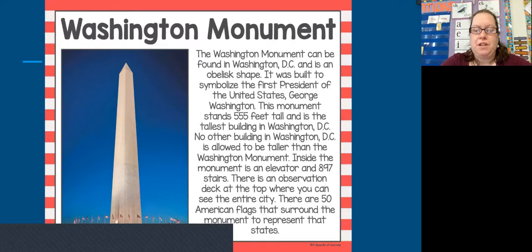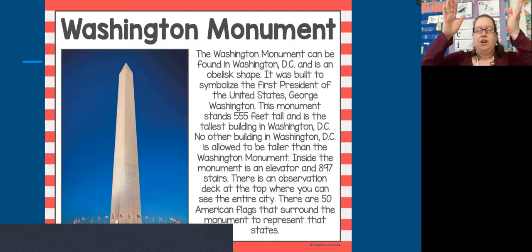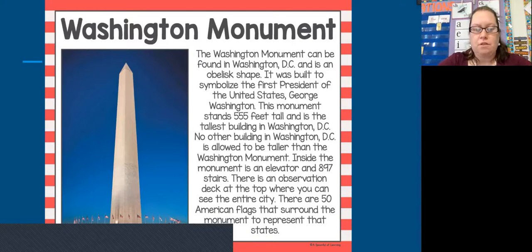The Washington Monument can be found in Washington, D.C., and it's an obelisk shape. This means it's a tall building with a pyramid on the top. We know our pyramid, that's a 3D shape we've been learning. It was built to represent the first president of the United States, who was the first president? Yes, George Washington. This monument stands 555 feet tall and is the tallest building in Washington, D.C.